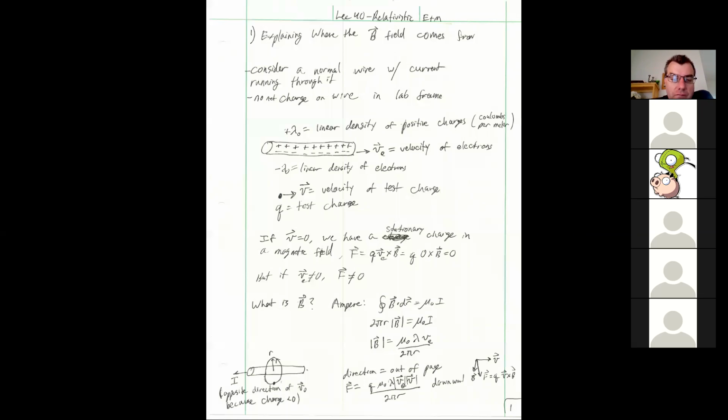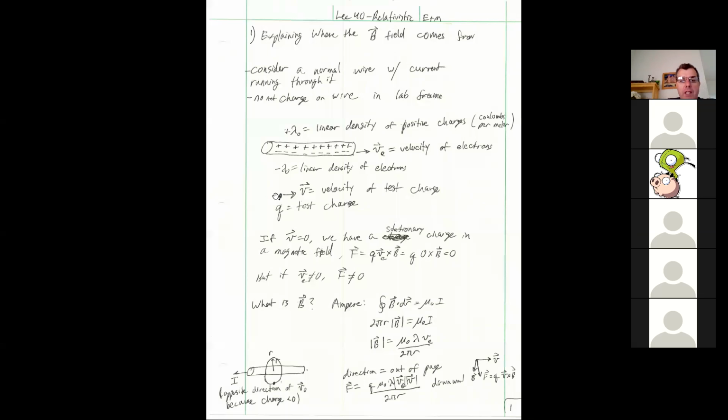So we've got a wire. We've got a density of positive charges, we'll call that lambda naught. We've got an equal and opposite density of negative charges, we'll call that minus lambda naught. And this is charge per length. And we have a test charge sitting down here.